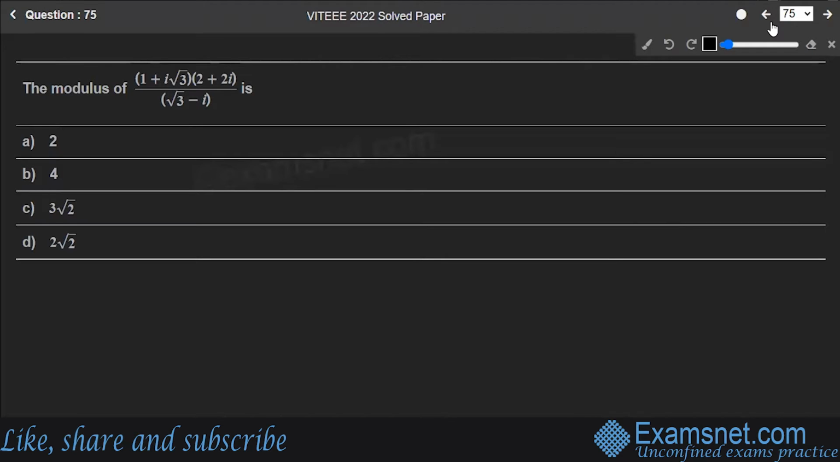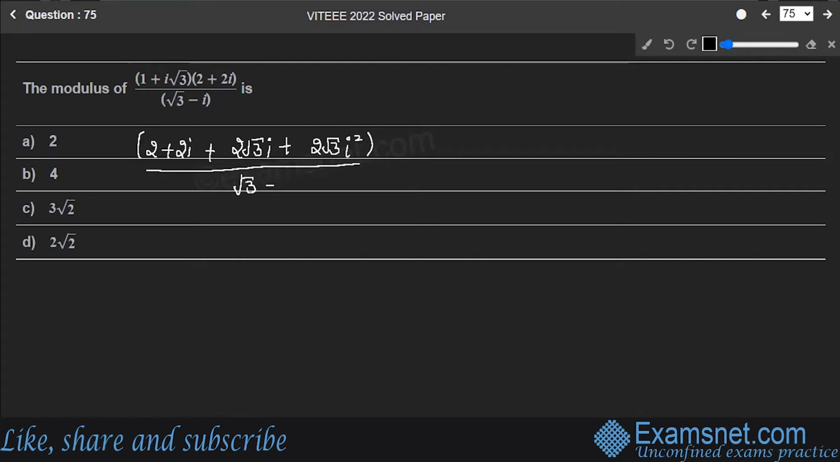Number 75, the modulus of 1 plus iota root 3 into 2 plus 2 iota upon root 3 minus iota is equal to. So pretty easy question. We will open up the numerator. So this will be 2 plus 2 iota plus 2 root 3 iota plus 2 root 3 iota square, whole divided by root 3 minus iota. You know, iota square is equal to minus 1.